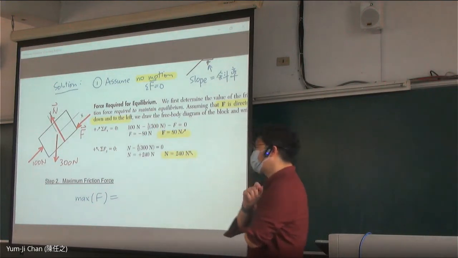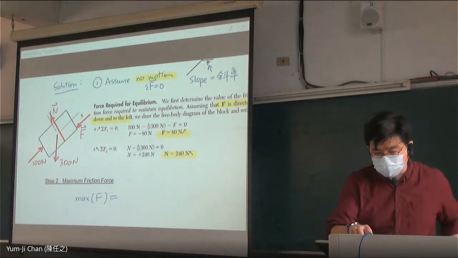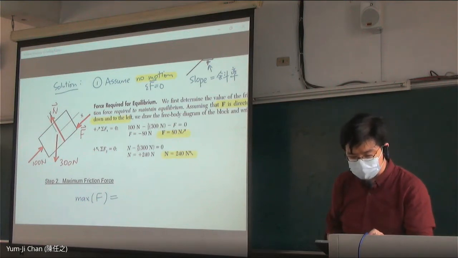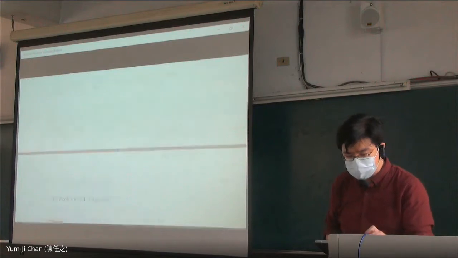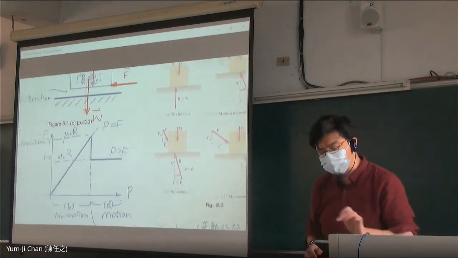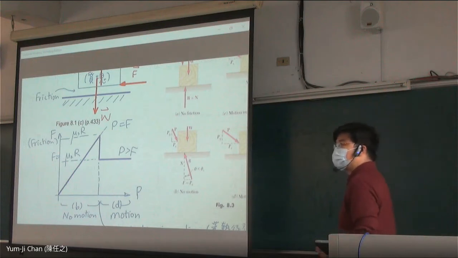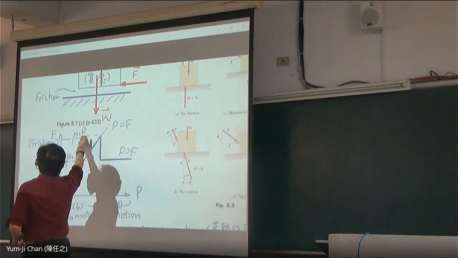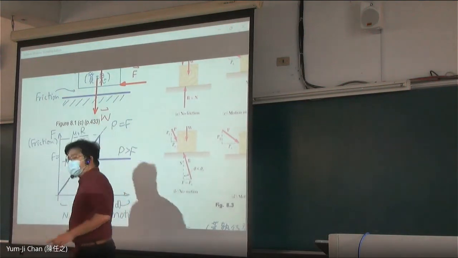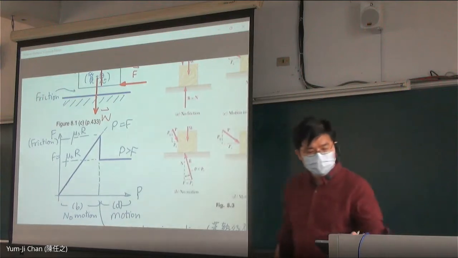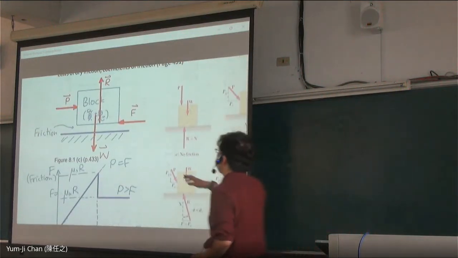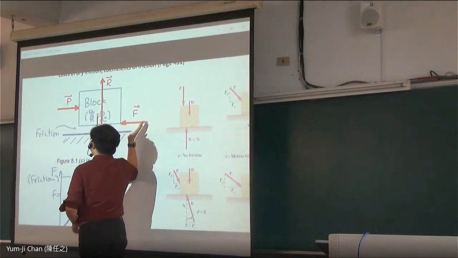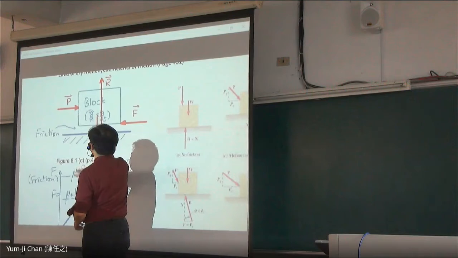Let's look at the two pages to the back. We look at the graph again. So what is the maximum friction force? Mu S times R. Okay. Mu S times R, in this R is the reaction force. So the maximum friction that can be applied is Mu S times R.